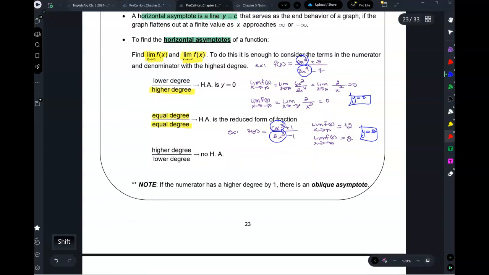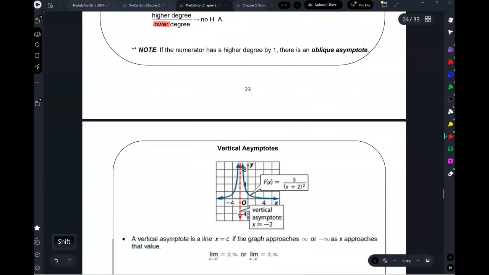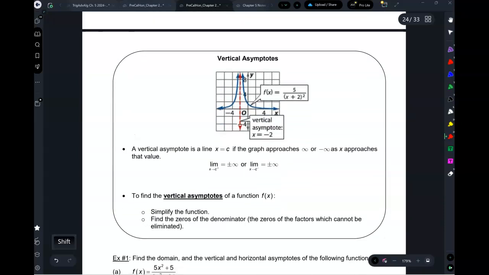Now, if there is a lower degree on the bottom, there is no horizontal asymptote. That's it. We are going to look at another case later where if the numerator has a higher degree by 1, there is an oblique asymptote, but that still means there is no horizontal asymptote. So, those are horizontal. Let's go to vertical.